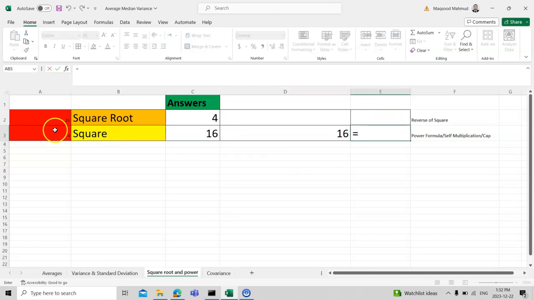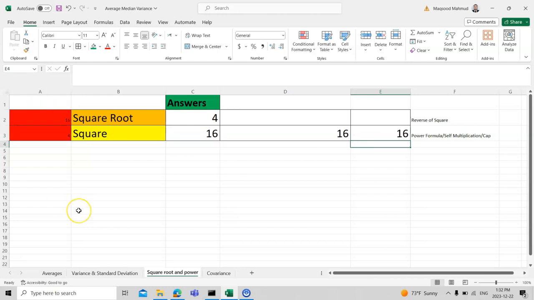Cap is very interesting. Select the number and then press Shift 6, or maybe on other keyboards it would be different, but on mine it's Shift 6, and then 2. In this way you find the square. So this is all about today's lesson.